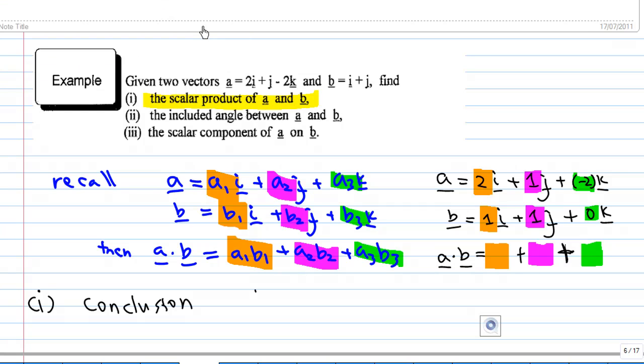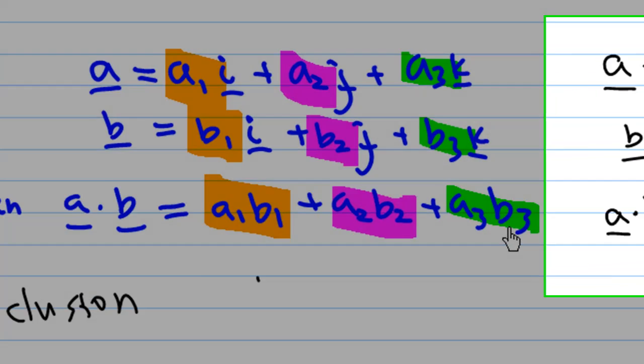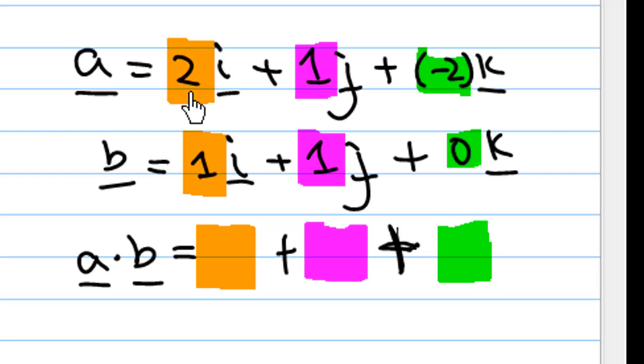Recall that if you have a vector involving i, j, k, that means a is a1i plus a2j plus a3k, b is b1i plus b2j plus b3k, then the scalar product of a and b is equal to a1 times b1 plus a2 times b2 plus a3 times b3. Here, a is 2i plus j minus 2k. b is 1i plus 1j and 0k.